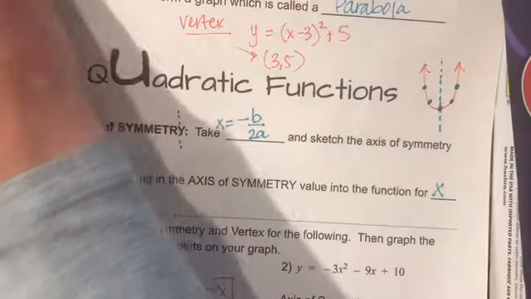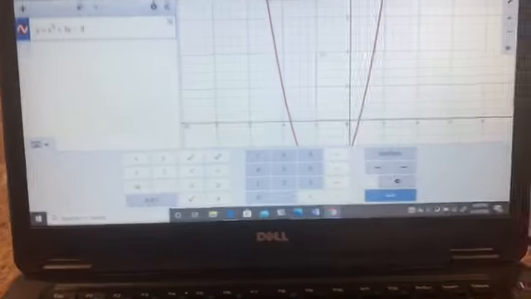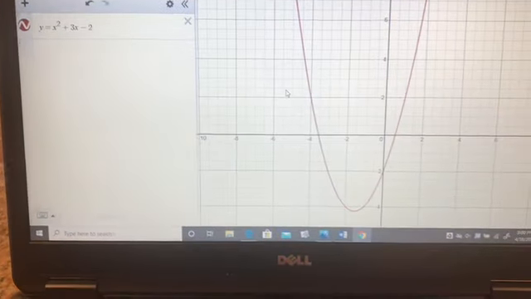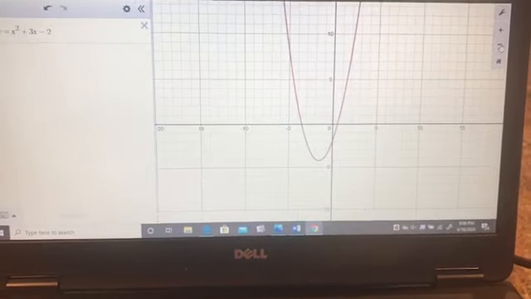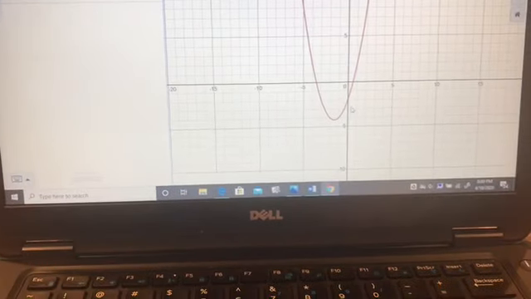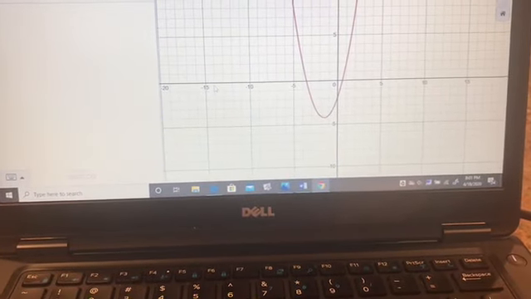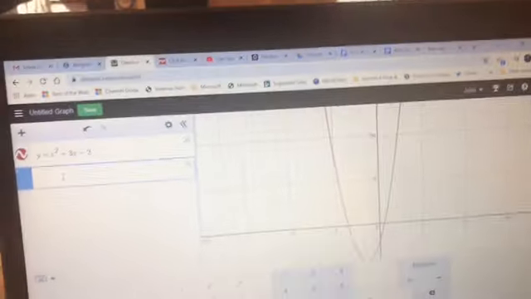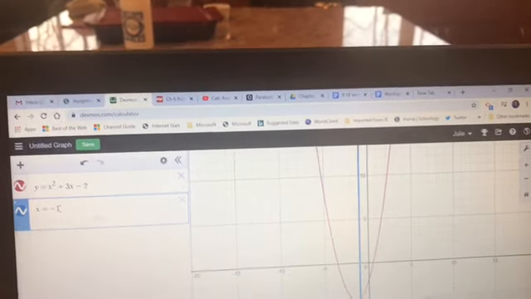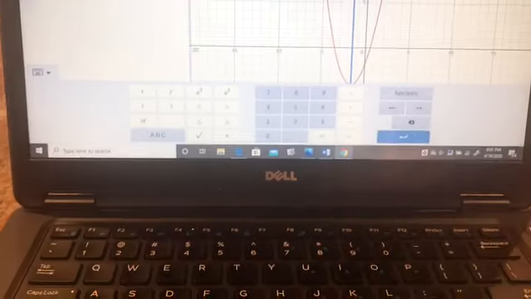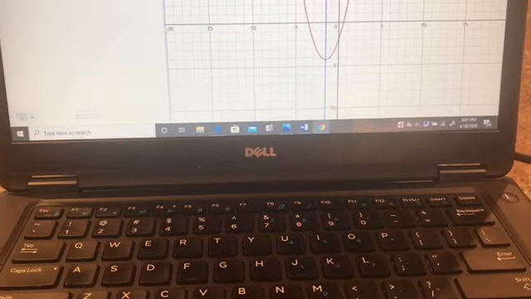All right, so find your axis. You guys can see it's a parabola. It's kind of cut off a little bit, so I'm going to adjust that. So there's our parabola. And I'm interested in this negative 1.5. Watch what happens if I type in x equals negative 1.5. It puts the axis of symmetry right there for me in that blue line.